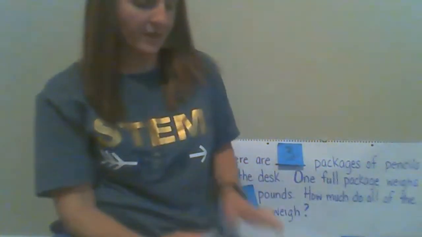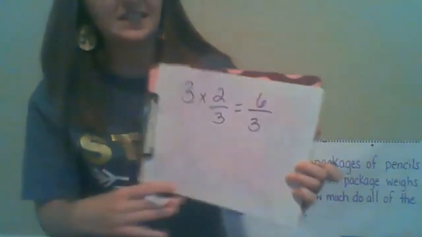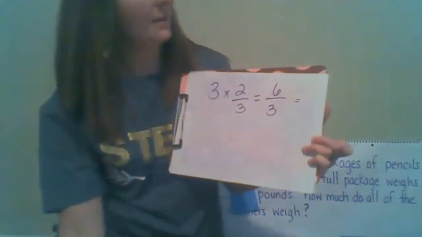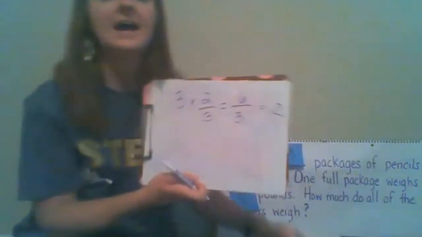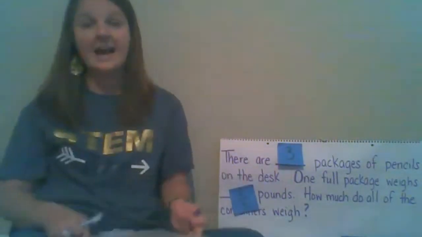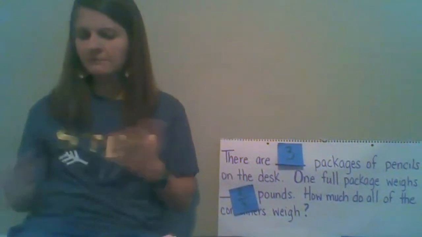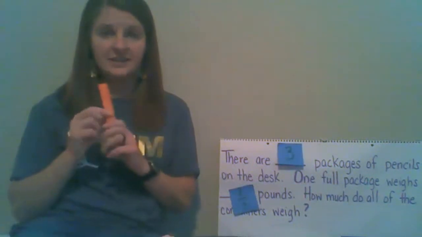Let me grab a marker here. We need to write some of this up. So we said 3 times 2/3 equals 6/3, which has the same value, and we just proved it with our fraction pieces, as 2. So all of what we've done so far has had to do with what you did as a 4th grader, right? Because you did multiplication with fractions and a whole number.